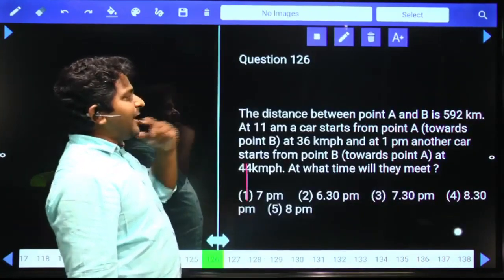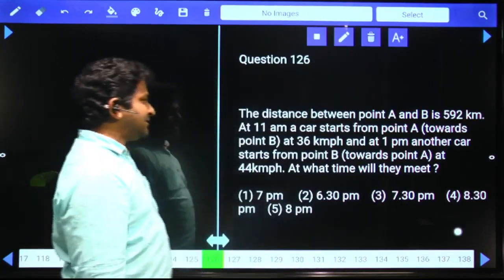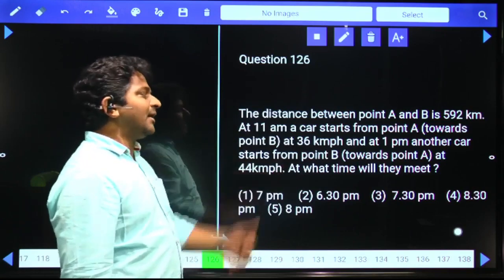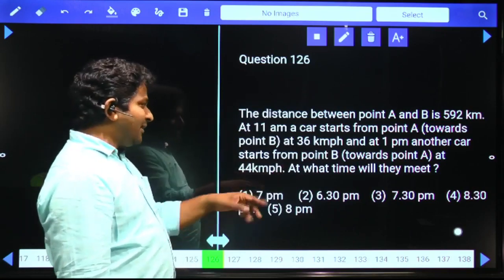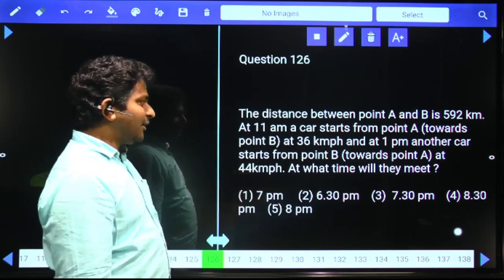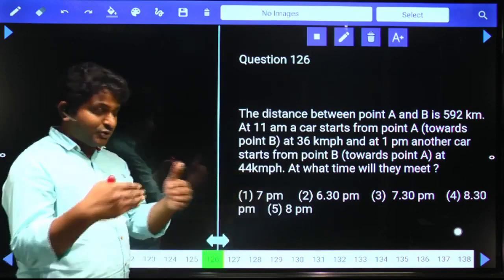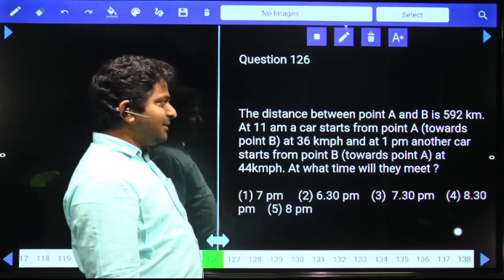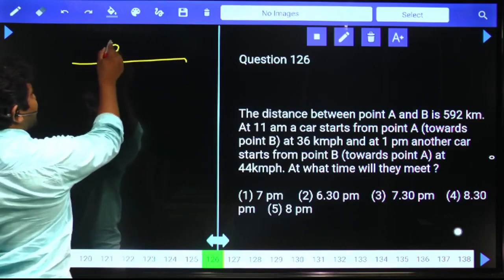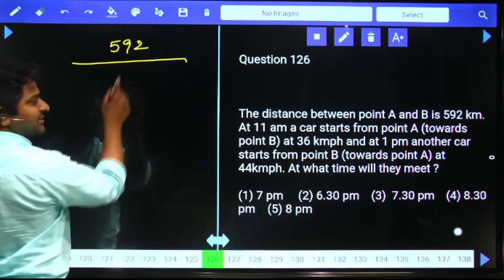Distance between point A and B is 592 kilometers. At 11 a.m. a car starts from A at 36 km per hour, and at 1 p.m. another car starts from point B at 44 km per hour towards point A. Both are moving opposite to each other. At what time will they meet? Now, distance between both of them is equal to 592 kilometers.